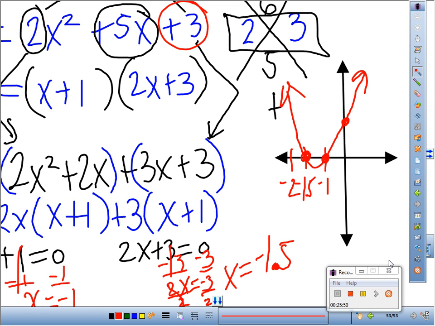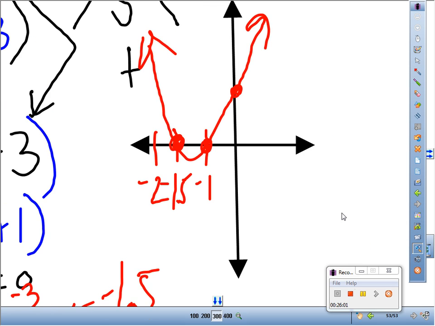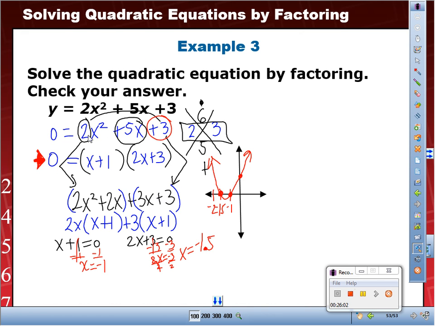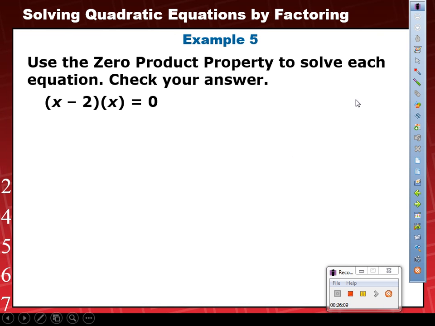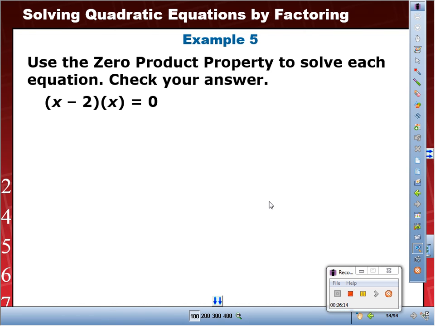How we doing? Piece of cake? Yeah? Alright. Any questions with these? If you notice, it's coming back to what we've been practicing already with the coefficients greater than 1, right? Right. Copy this one, please. Example 5.